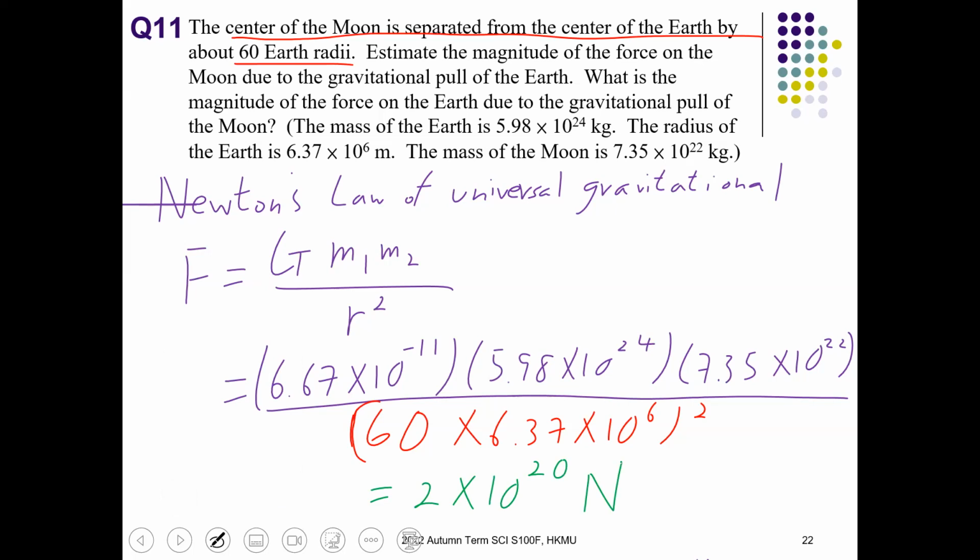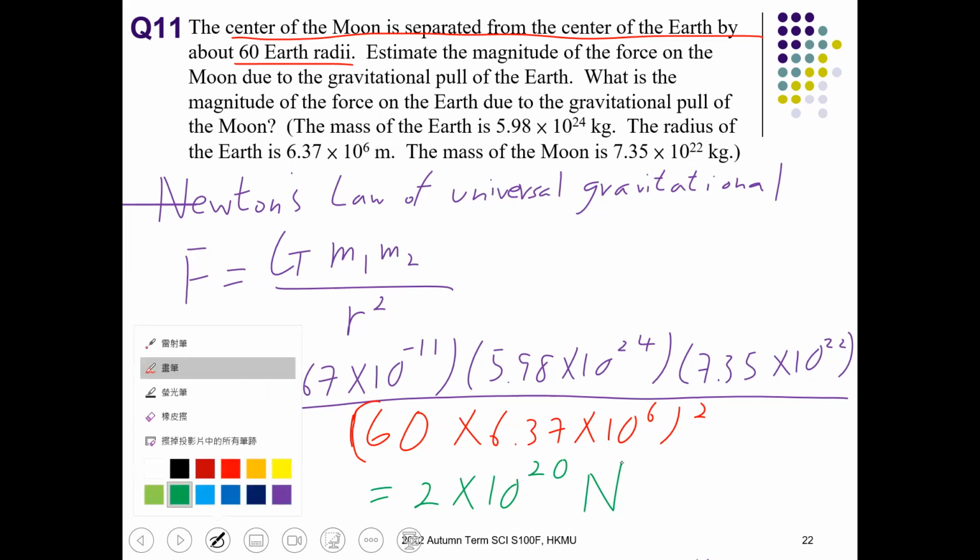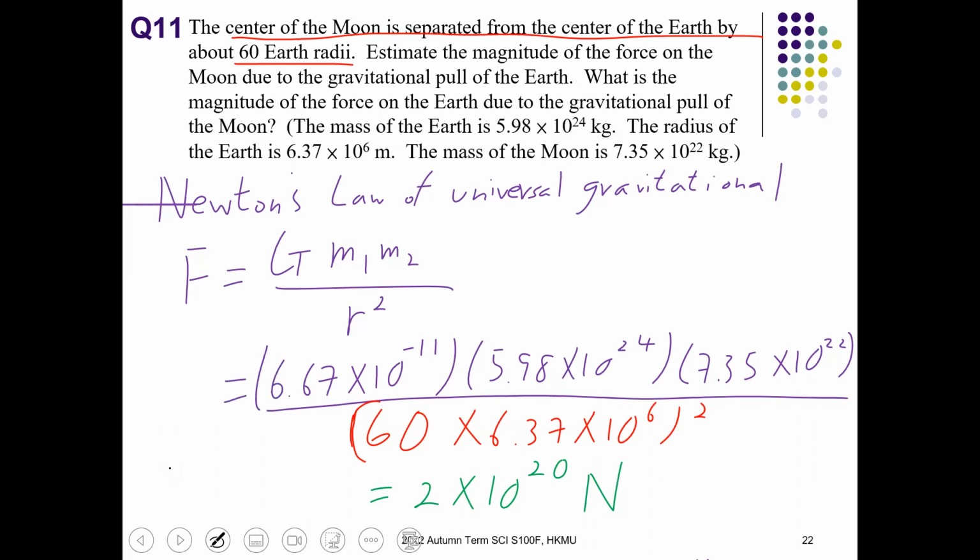Again, in case you forget the unit of the force, you can derive the unit based on the equations. If you take a look at the formula, for the numerator, G is a constant, so forget about its unit. We have kg times kg. For the denominator, the distance has a unit of meter, so we have meter squared.